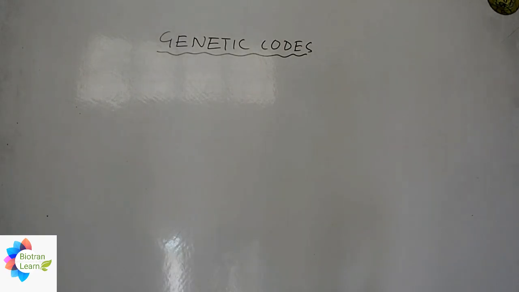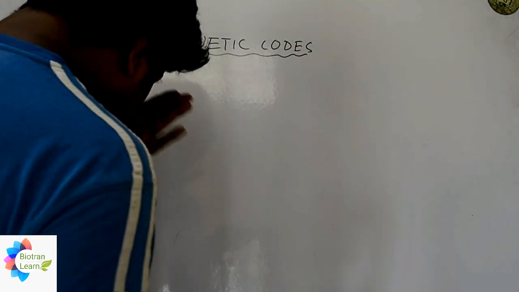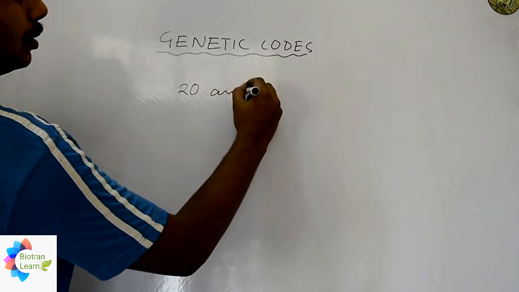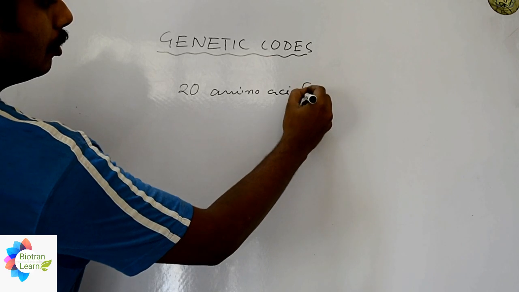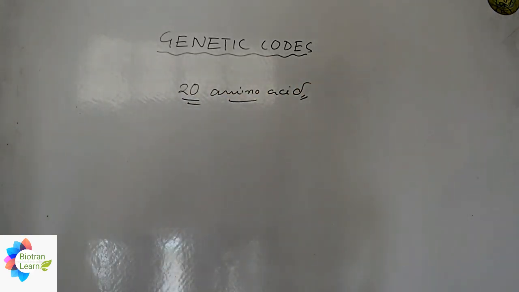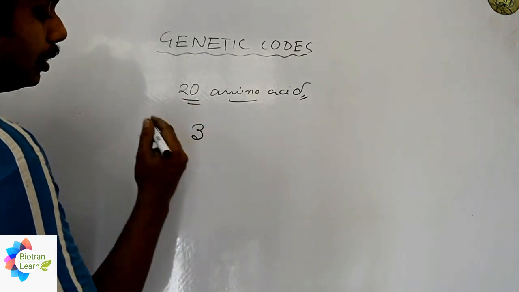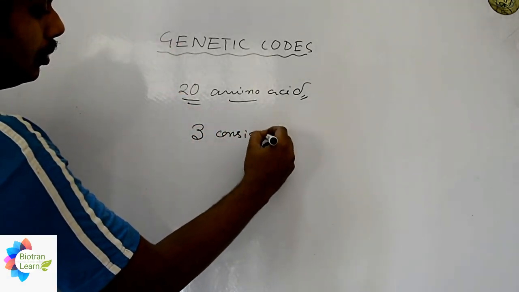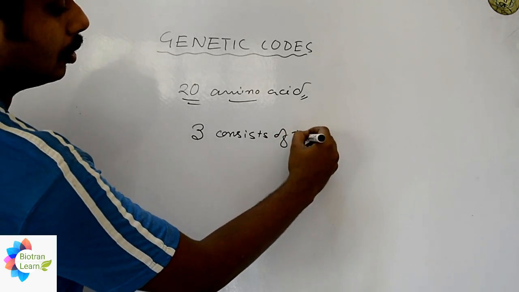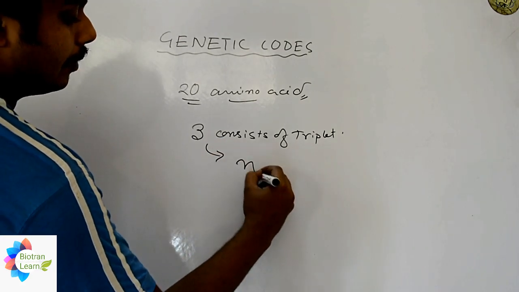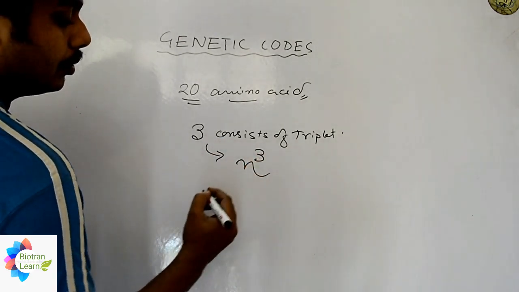So in case of the genetic code, we know that there are 20 essential amino acids, right? Now for each amino acid there has to be a triplet codon. So each will consist of a triplet codon, right? So what we have here is n to the power q.